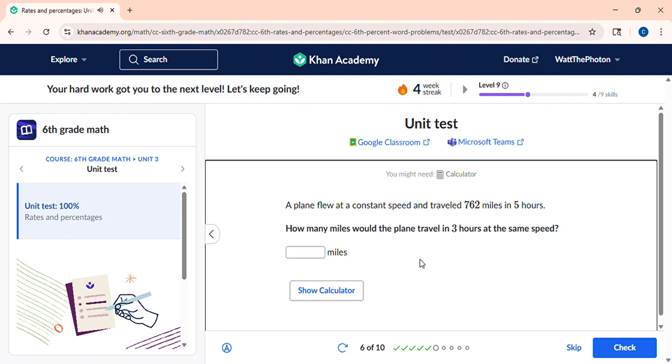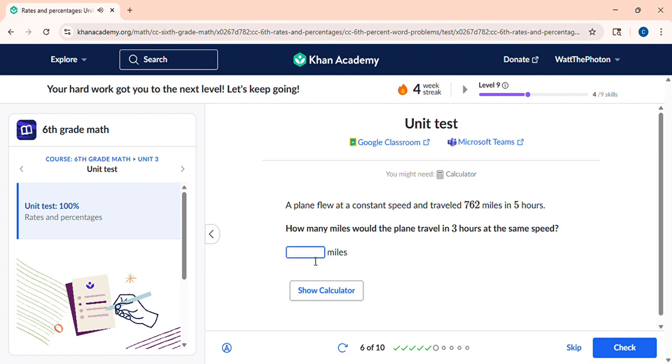1/5. Yeah. A plane flew at a constant speed and traveled 762 miles in 5 hours. How many miles would the plane travel in 3 hours at the same speed? So that's 762 divided by 5, and then we're going to multiply that times 3. We're going to have 457.2.